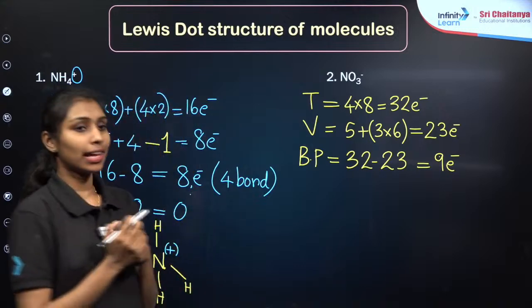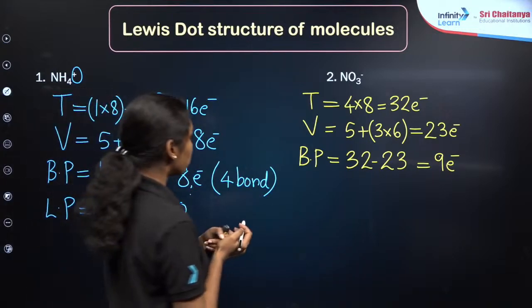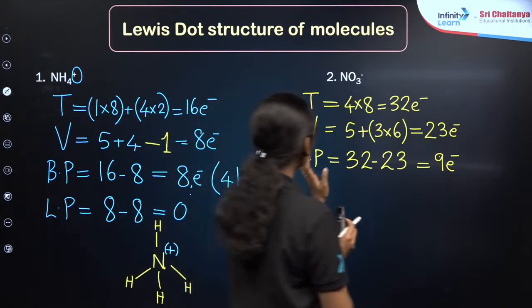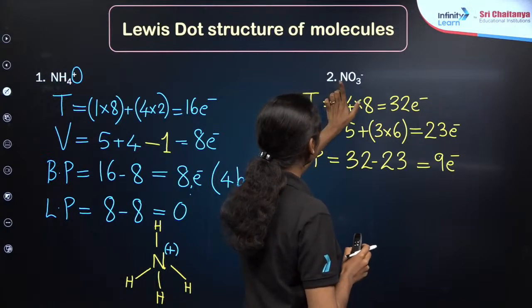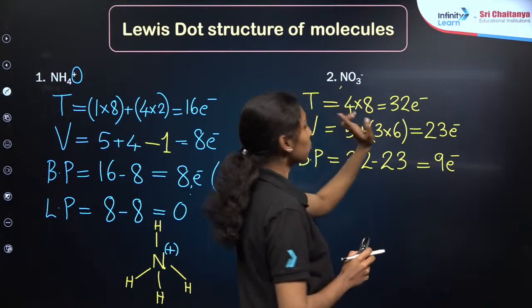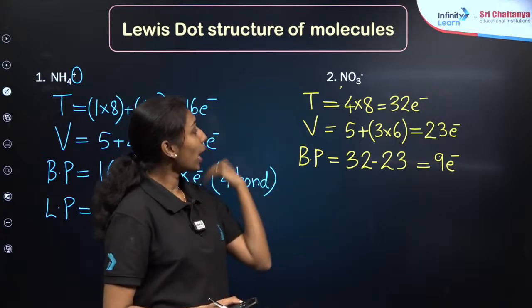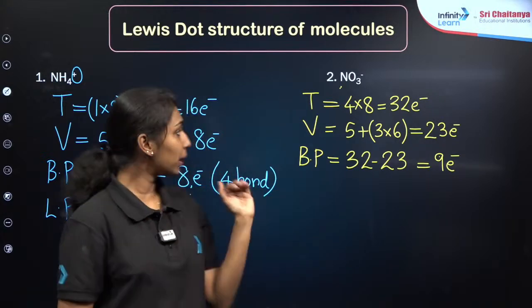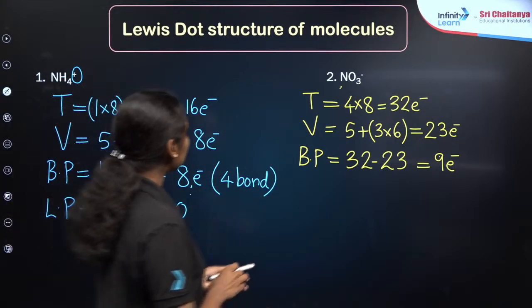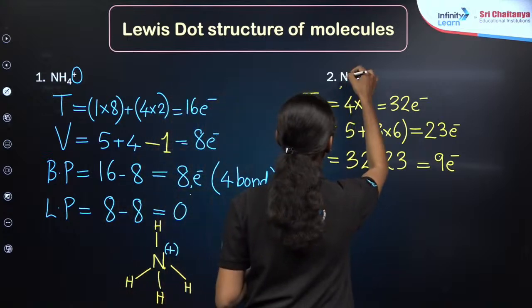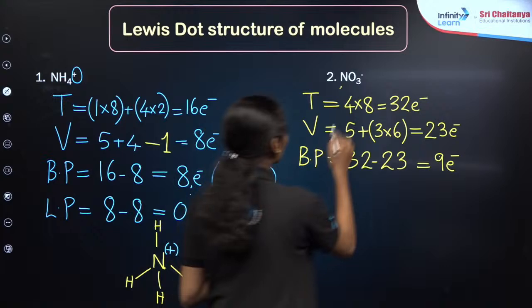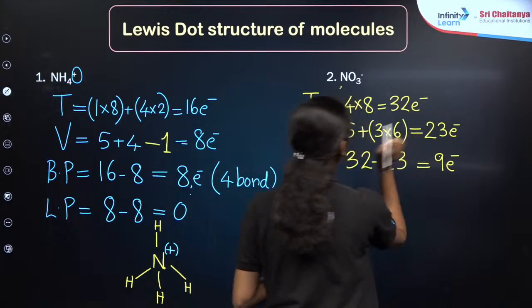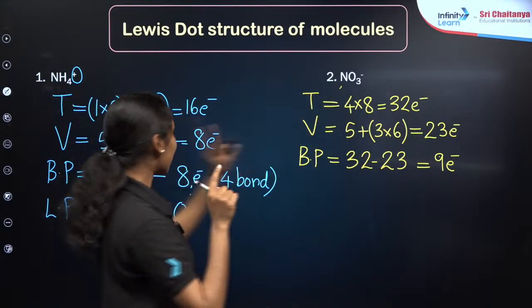Is there any mistake in the calculations? You have to find the total number of electrons. For NO3 minus, 1 nitrogen atom plus 3 oxygen atoms, total 4 atoms, right? The 4 atoms are assumed to follow the octet rule. So I am taking 4 into 8, 32. Then the total number of valence electrons: nitrogen has 5 valence electrons, plus 3 into 6. Then there is a mistake made by me.